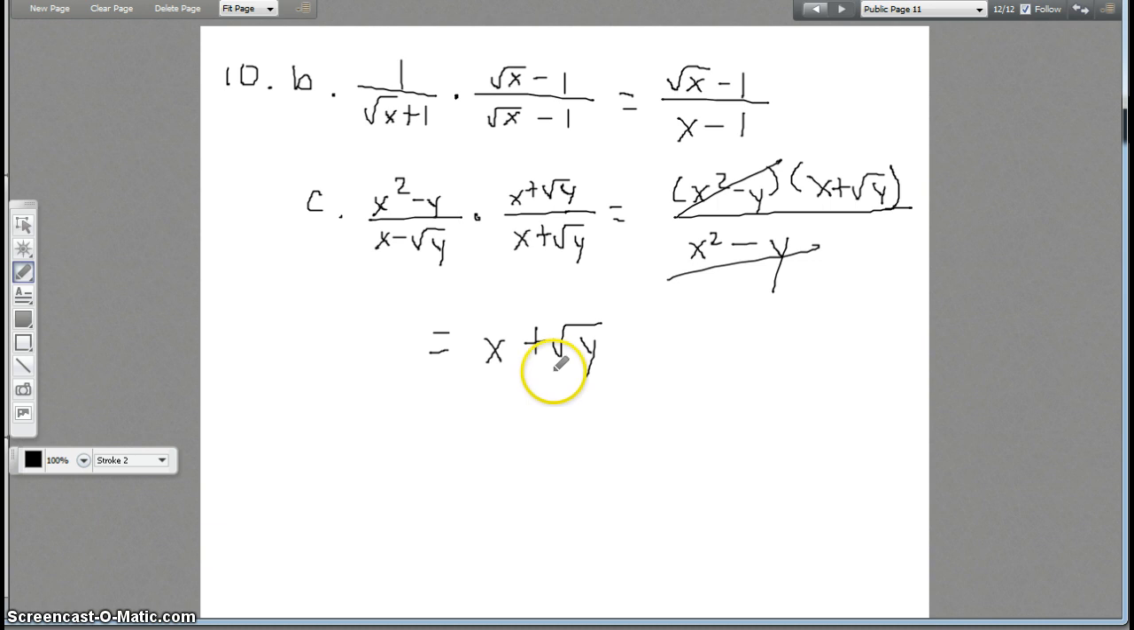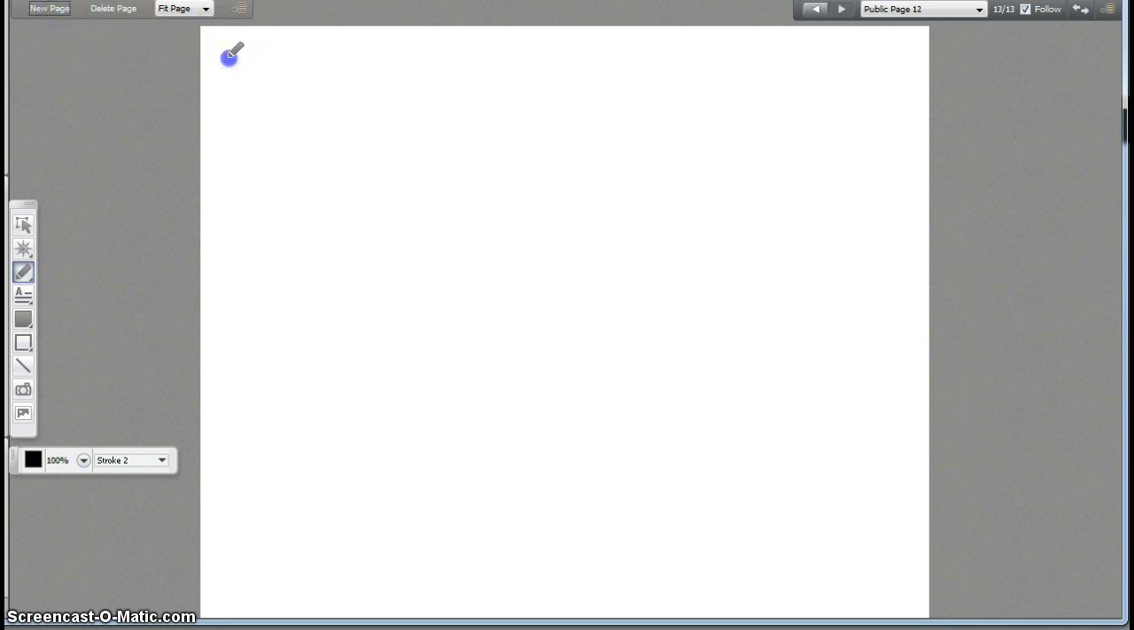So that was number 10. It is just like number 18 that I assigned for homework. We've got one last problem that we're going to do, which is problem number 11. Number 11 says solve each of the following equations for x. Leave your answers in radical form, but simplify them as much as possible. So we're going to start with part C.